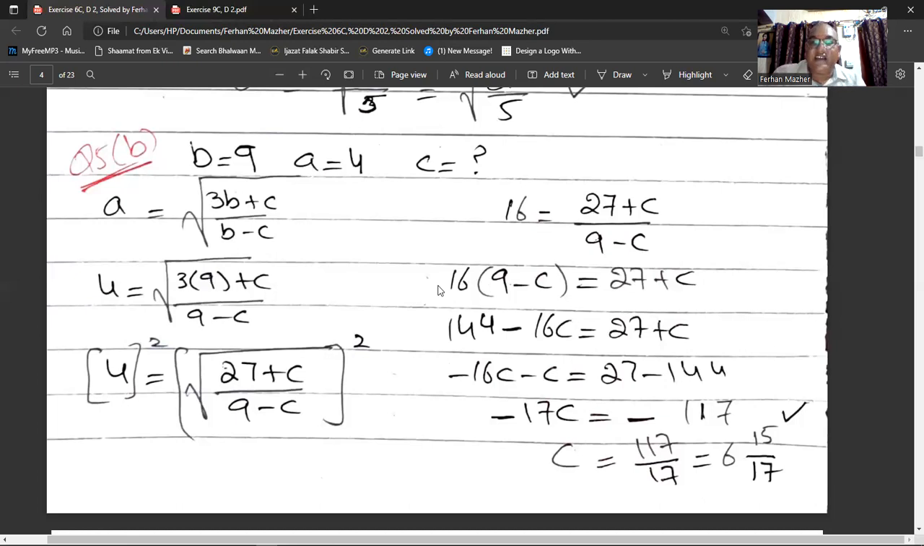Bring the terms which have c on one side, because the c is present on two places. So you will have 16c minus c equals to 27 minus 144. So you will have minus 17c equals to minus 117. Minus minus will be cancelled. So c equals to, this 17 is multiplying with the c, when it goes to the other side, it will divide. So you will have 117 divided by 17. And when you divide 117 by 17, you get 6 whole 15 by 17.